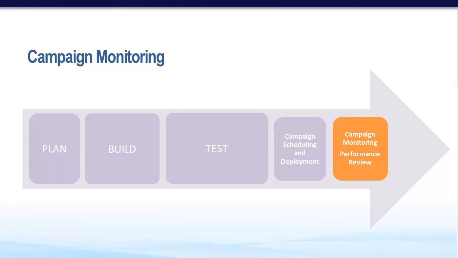The second step of the delivery phase is campaign monitoring and performance review. Campaign monitoring is where we watch in real time as the campaign emails go out so that we can pick up any problems and potentially fix them on the spot. Performance review is done after a campaign is run to see how effective it was.